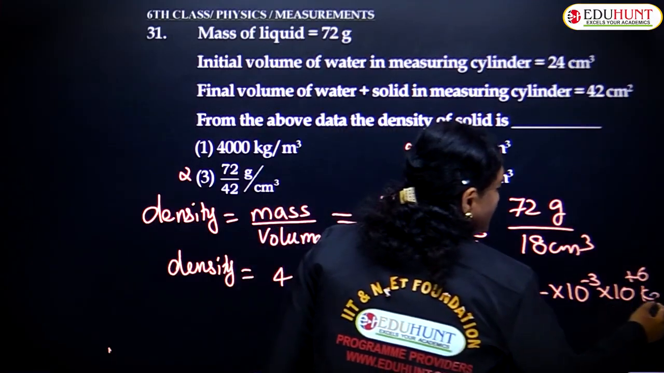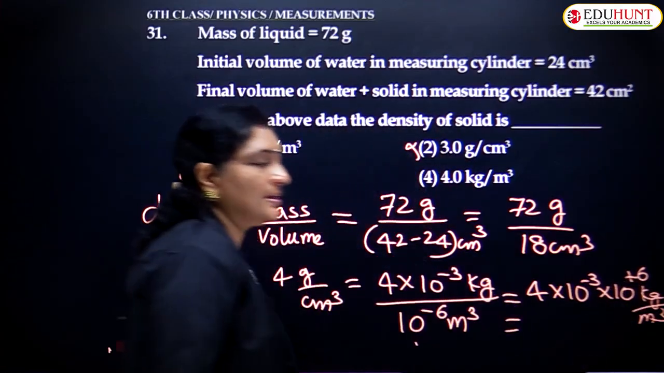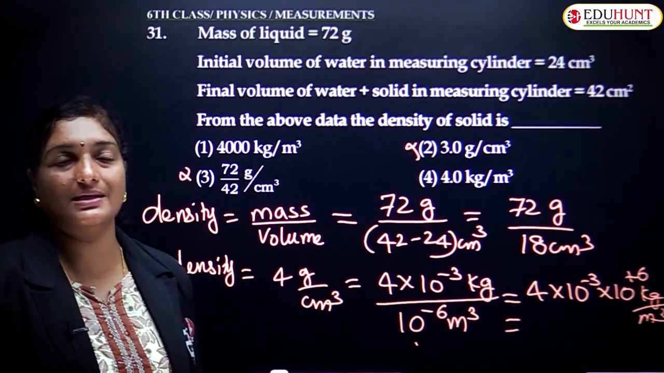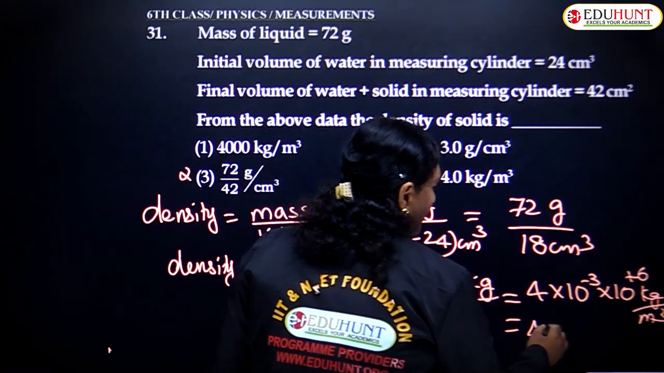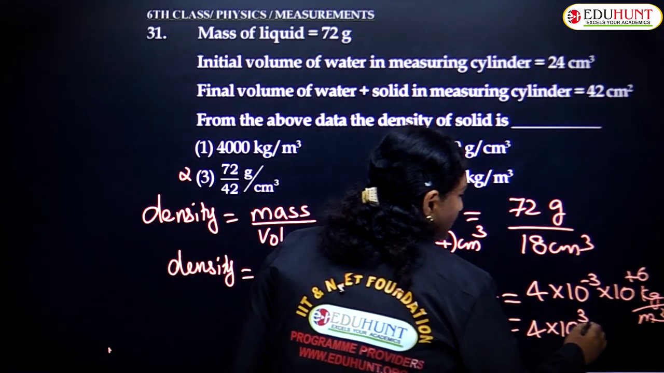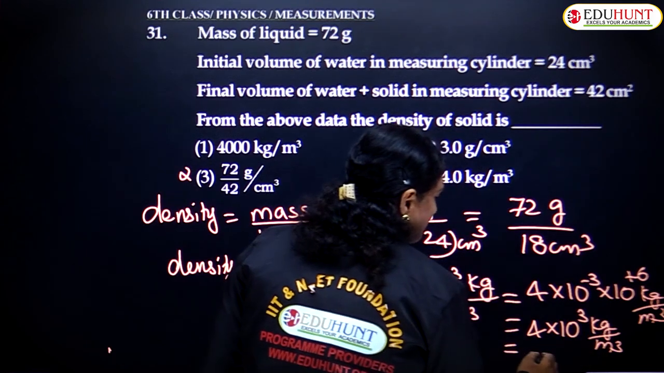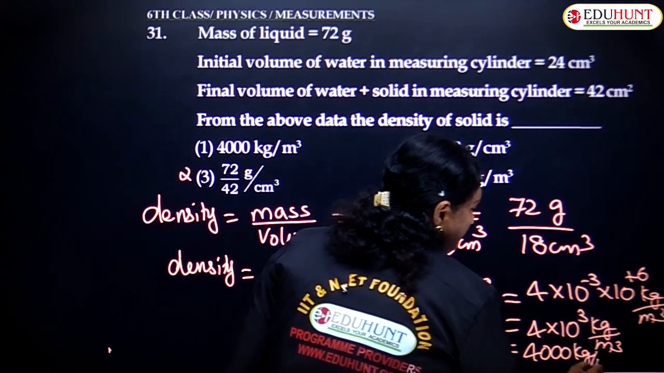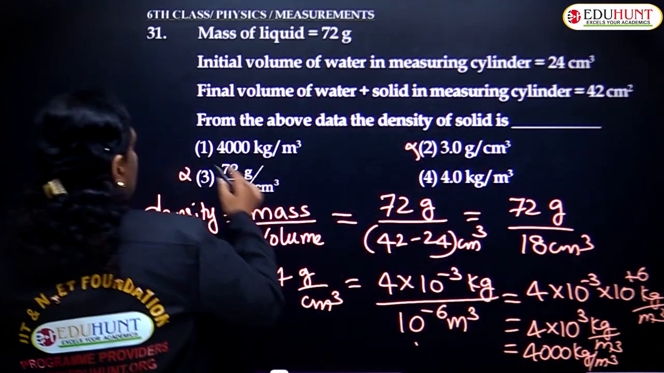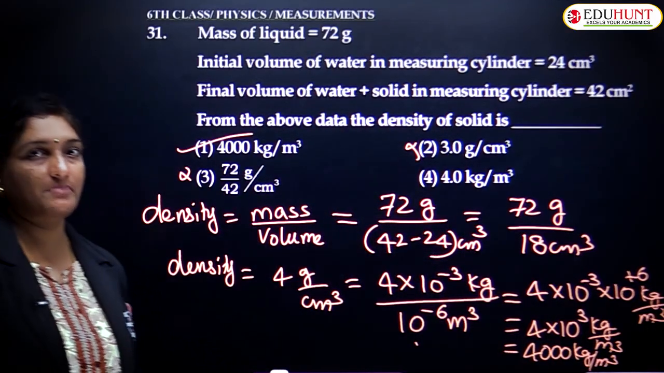Units are kg per meter cube. Minus 3 and plus 6, how much? 6 minus 3 is 3. So the answer is 4 into 10 power 3 kg per meter cube. 10 power 3 is 1000. 4 into 1000 is 4000 kg per meter cube. So where is the answer? This one. First option. 4000 kg per meter cube.